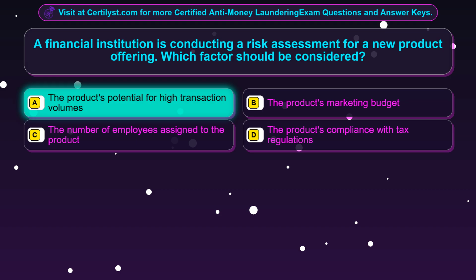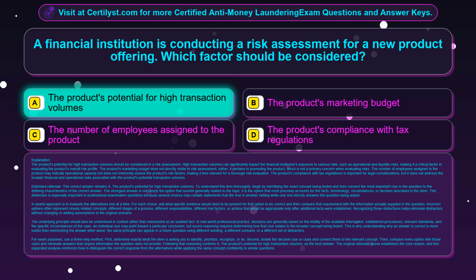The correct answer is option A. The product's potential for high transaction volumes. The product's potential for high transaction volumes should be considered in a risk assessment. High transaction volumes can significantly impact the financial institution's exposure to various risks, such as operational and liquidity risks, making it a critical factor in evaluating the product's overall risk profile.